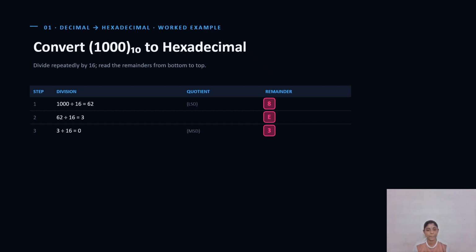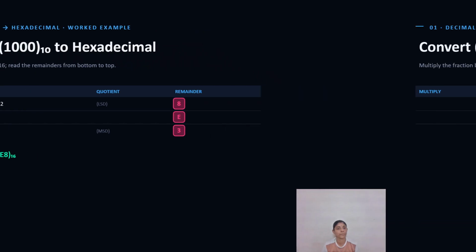In the third step, 3 should be divided by 16, which is indivisible. 0 is the quotient and 3 is the remainder. How do you write it again? From bottom to top. So the most significant digit is 3, the next digit is E and the least significant digit is 8. So this is the way you do the conversion of decimal to binary, octal and hexadecimal.